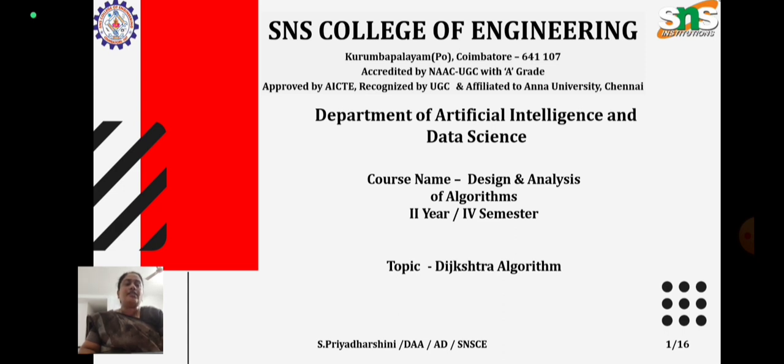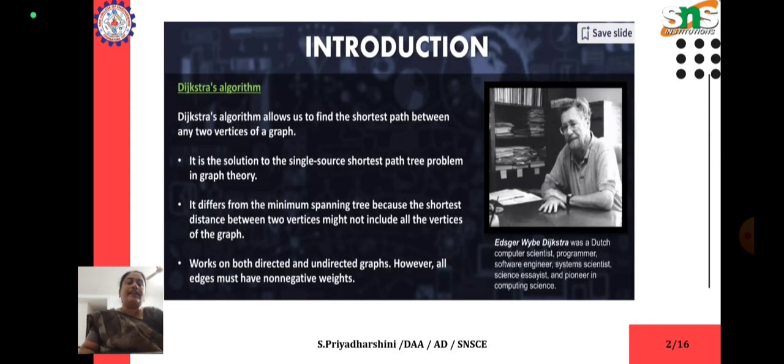Today we are going to discuss the topic Dijkstra algorithm. Let's dwell into the topic. So, Dijkstra algorithm, the introduction being, this algorithm allows us to find the shortest path between any two vertices in a graph. It will provide the solution to the single source shortest path tree problem in the graph theory and also in mathematics. It is the solution to a single source shortest path tree problem.